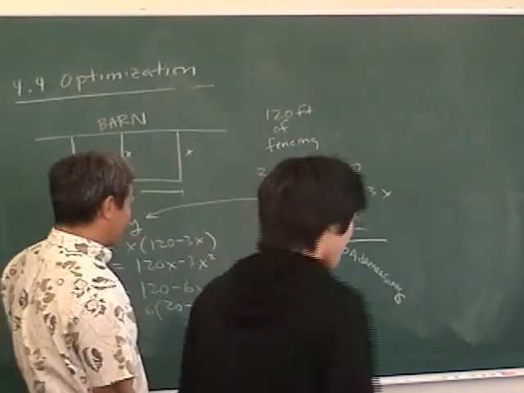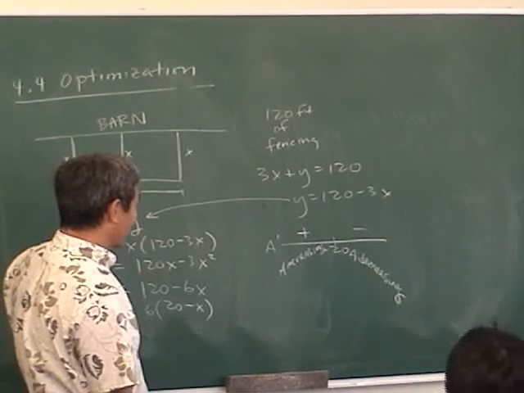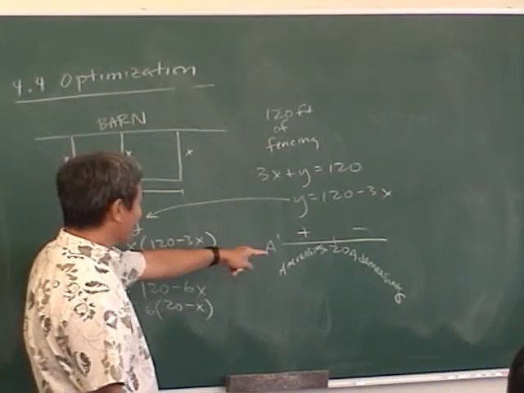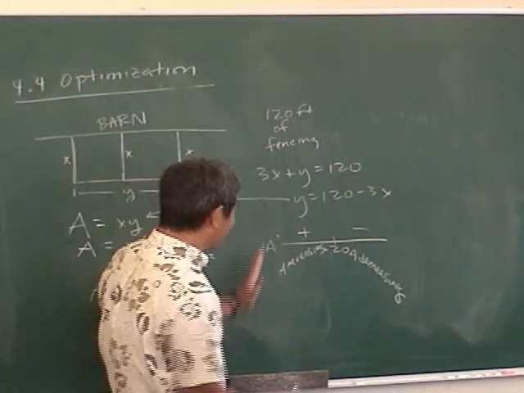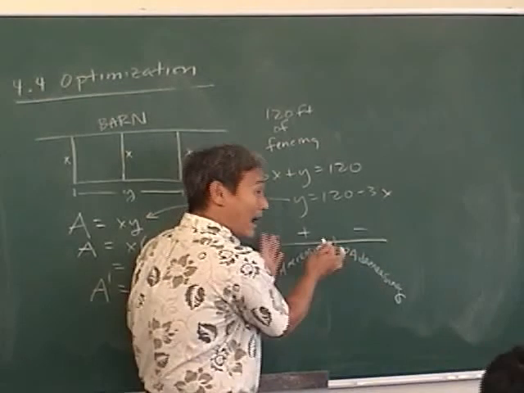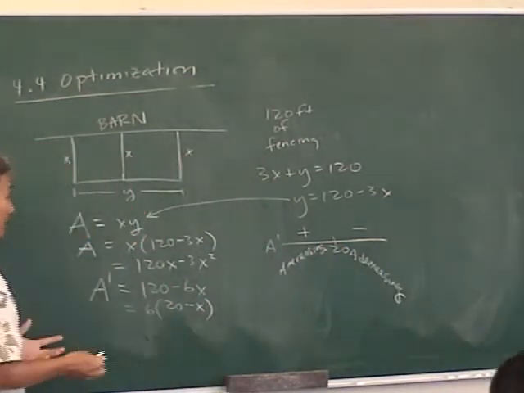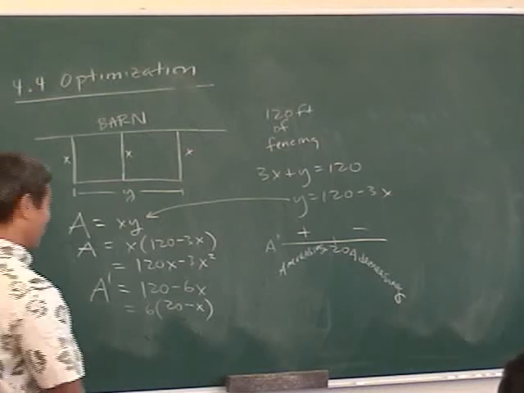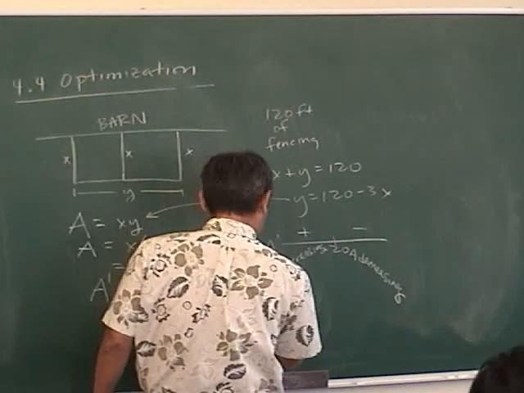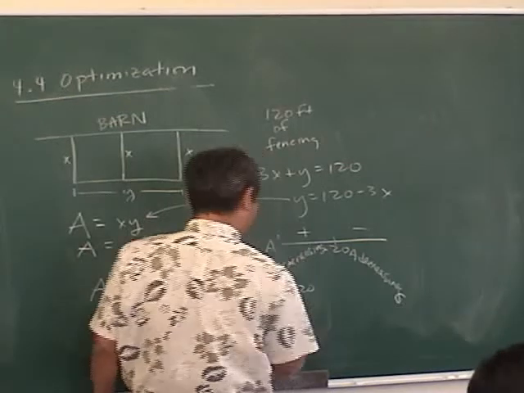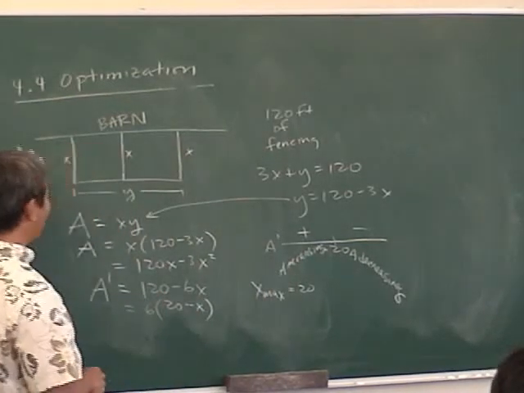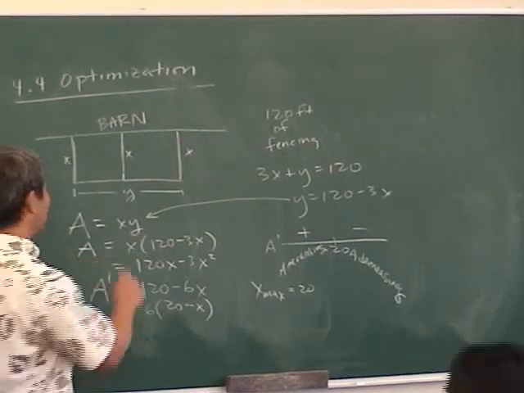Okay, so looking at this picture, what can I say when x is 20? Is that a maximum, a minimum, or neither? Maximum. It's a maximum because the function goes up and then down. That's why you have to have this to determine whether the critical point is a max, a min, or neither. In this case, it's a max. So we say that x max is equal to 20. In other words, if I want a maximum area, I'm going to make x 20.